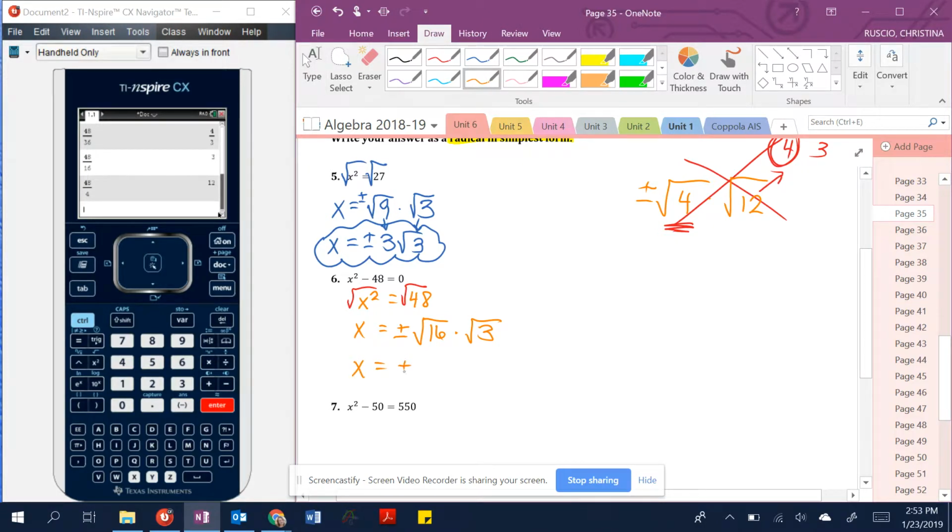So x equals plus or minus the square root of 16, which is 4. So 4 square roots of 3.